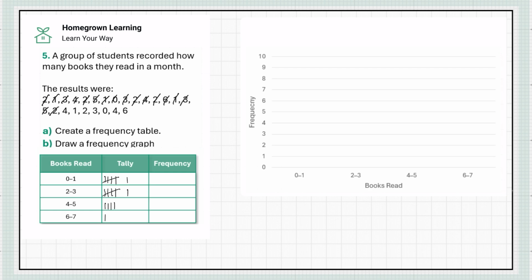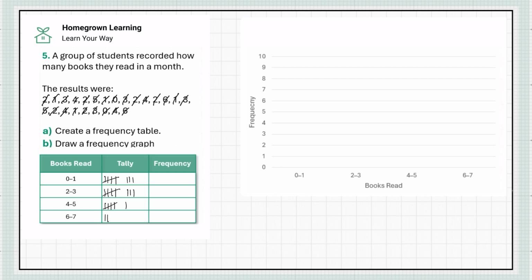a 2, a 4, a 1, 2, 3, 0, 4, and a 6. So now we get our frequency from our tally.